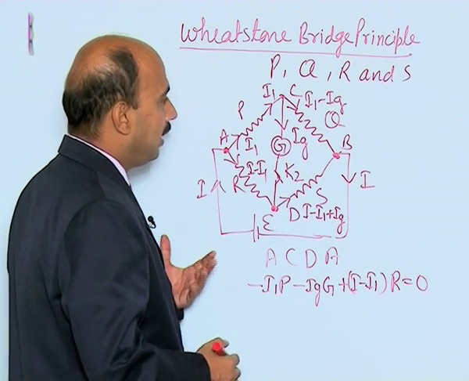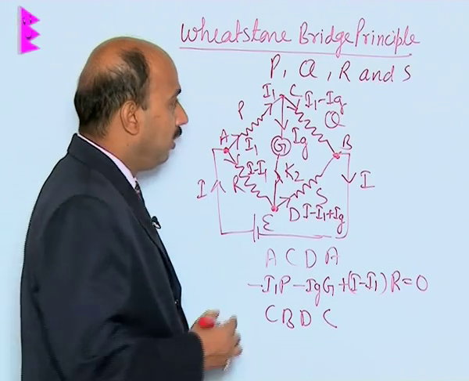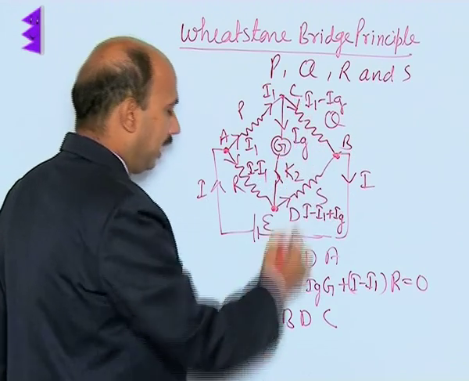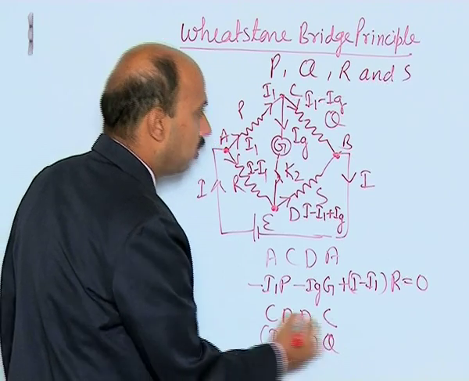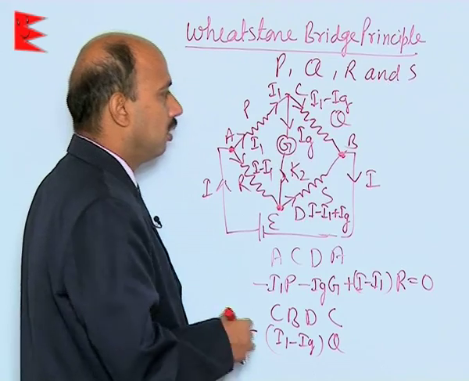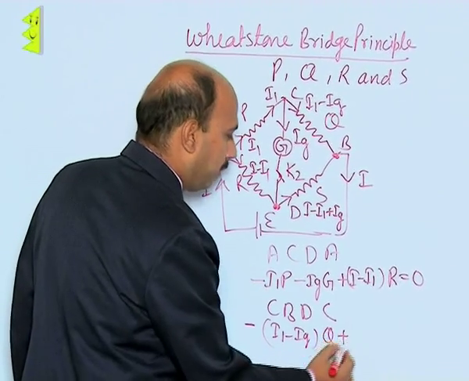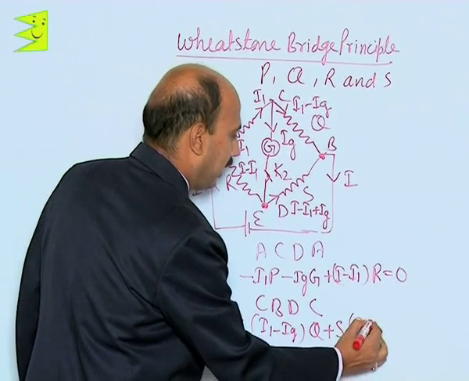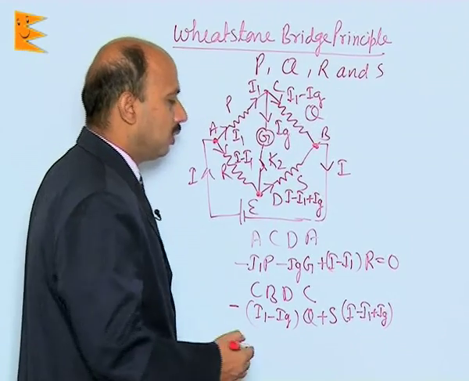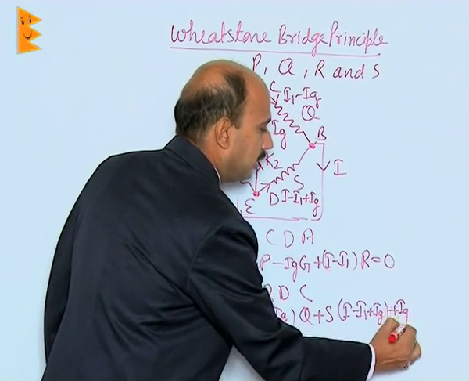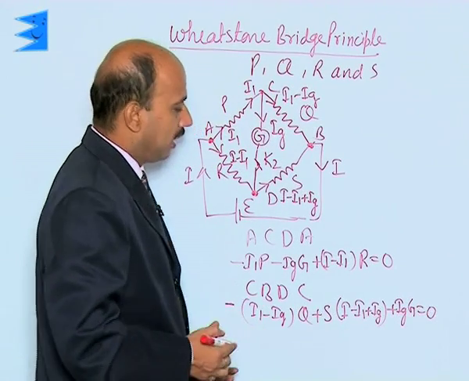Now similarly we can take the loop CBDC. Here also we can write C to B in the direction of current, this is I1 minus Ig into Q, with the minus sign here. B to D is opposite to the current, so that is positive, so plus S into I minus I1 plus Ig, and again D to C opposite to the current, so plus Ig into G is equal to 0. So these are the two equations we have got.